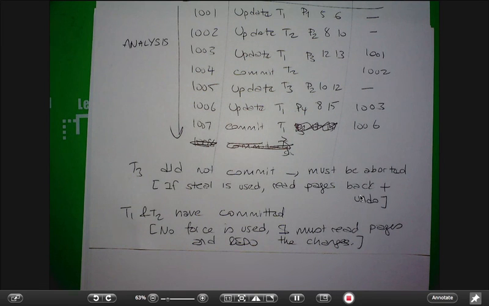The idea of recovery is that you first analyze to understand which state you are in. Then you decide some transactions must be aborted because they were not completed. Then you have to undo the changes for them. And if you do not use steal, then you have to read those pages back. For the committed transactions, if no force is used, then you have to read those pages and redo the changes. So basically, you're going to use the log for both undo and redo.